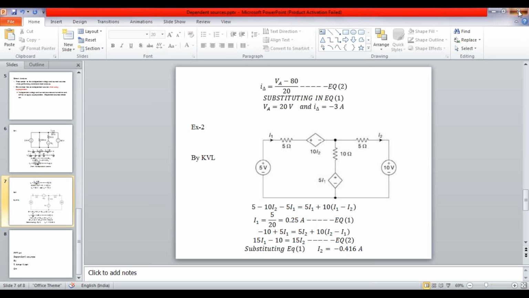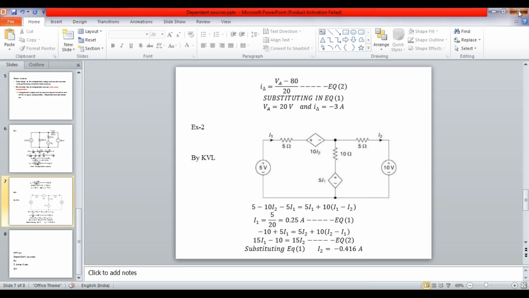Okay, we'll try to solve this problem also. In this problem also, there are two dependent sources. This dependent source magnitude depends on the loop current I2, and the magnitude of this other dependent source depends upon this loop current. So let me solve the circuit by using simple KVL equations. This is the first loop current I1, and this is the second loop current I2.